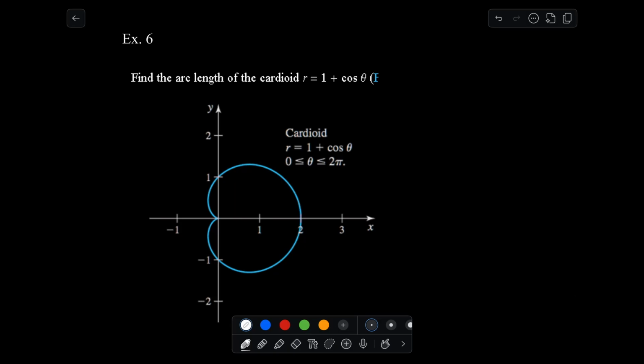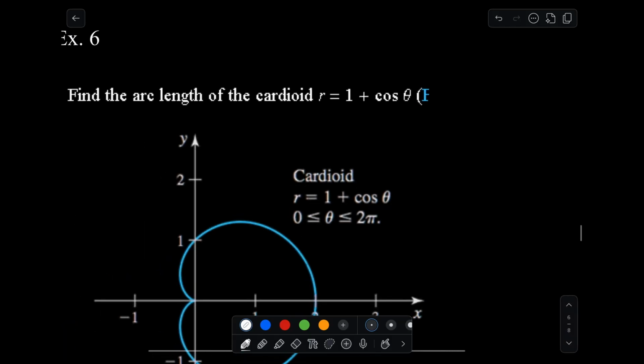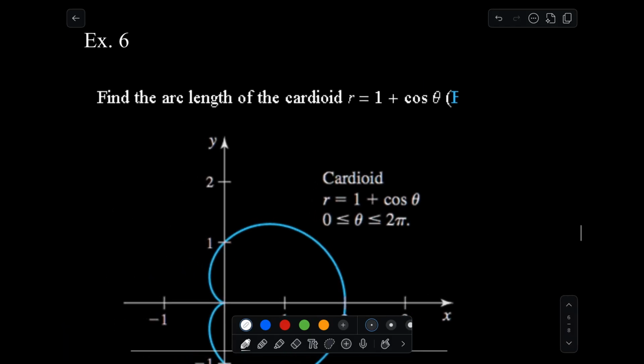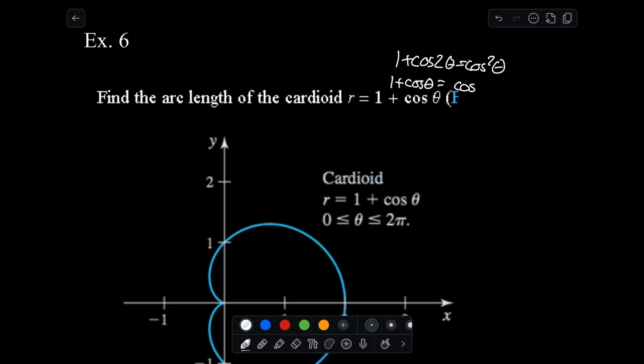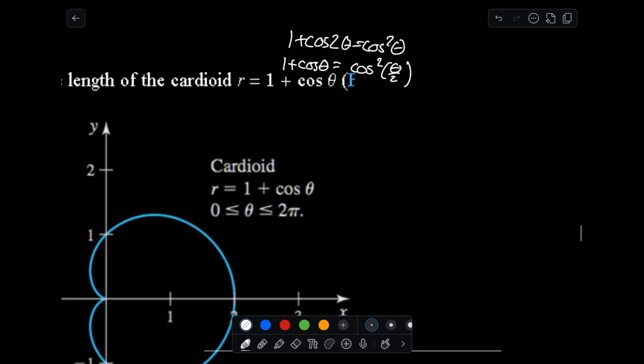Example 6 goes on to the same idea. We're trying to solve for the arc length of the cardioid. This one's more manageable. I will say though, the only thing you should know is that 1 plus cosine 2 theta equals 2 cosine squared theta, and 1 plus cosine theta equals 2 cosine squared of theta over 2. That will come in handy later on in this problem. And yeah, feel free to pause the video, try this on your own, and go right ahead. Okay, jump right into it.